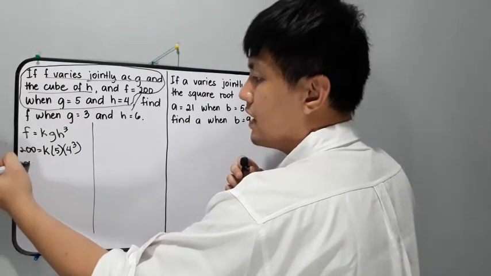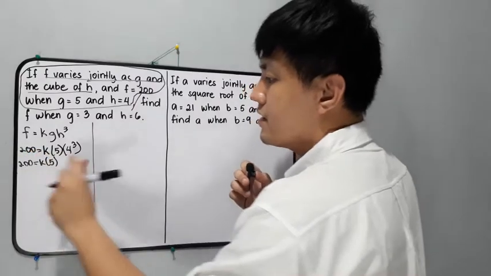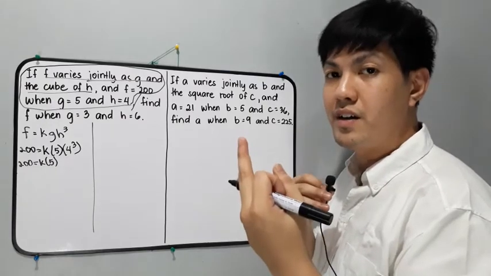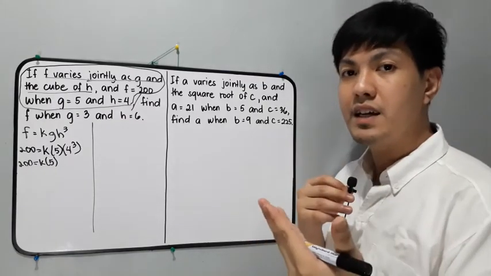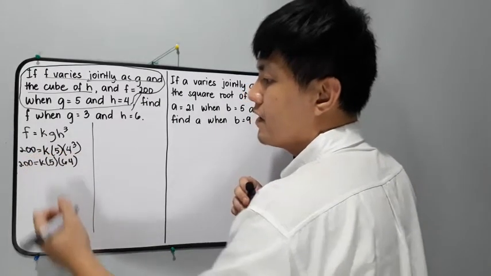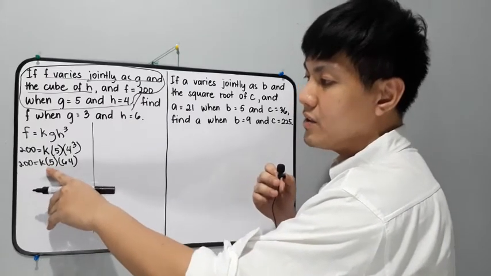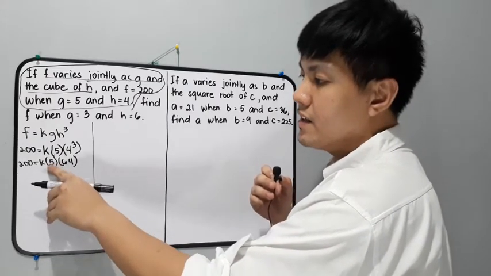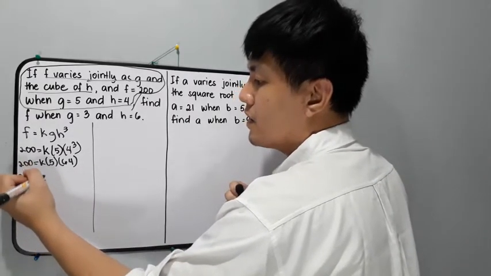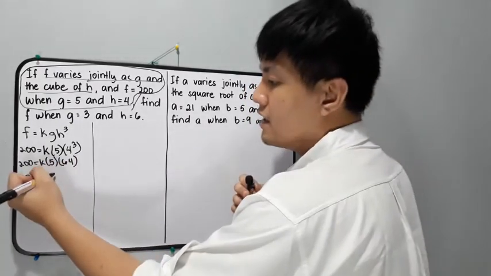Bring down 200 and then k times 5. So exponent first. 4 raised to 3 is 4 times 4 times 4. So we have 4 times 4 is 16 times 4 is 64. And then after that, so we're going to isolate k, but before that, we still have to multiply 64 and 5. So we have here 200 is equal to k. So 64 times 5 is 320.